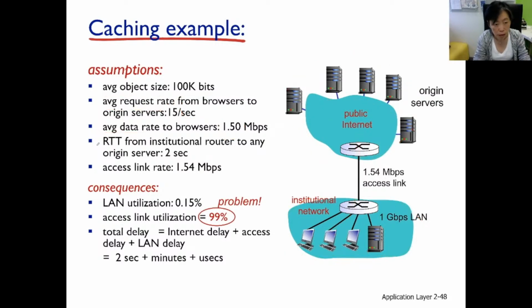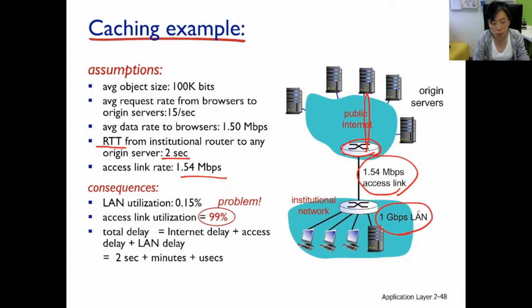Now let's see. Round-trip delay from the institutional router to any of the origin servers and back is set to 2 seconds. And the access link's rate is 1.54 megabits per second. And the local area network link rate is 1 gigabits per second.